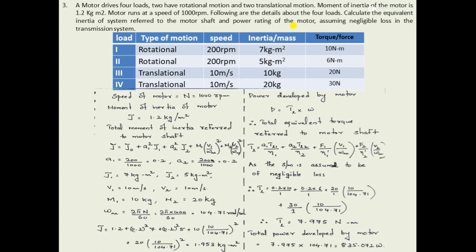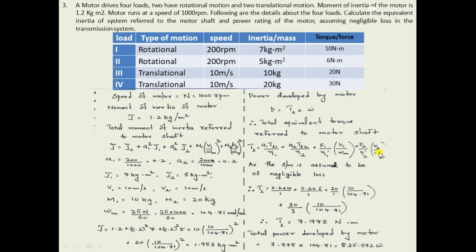So in this case it will be TL into omega m, where TL is the equivalent torque and omega m is the speed in RPM of the motor shaft. Omega m is already identified here. Next we have to find out the value of TL.